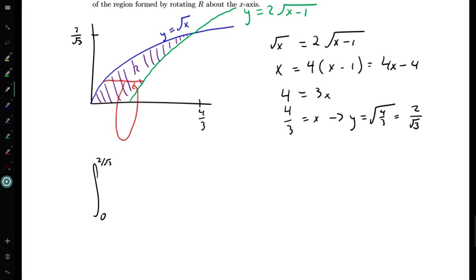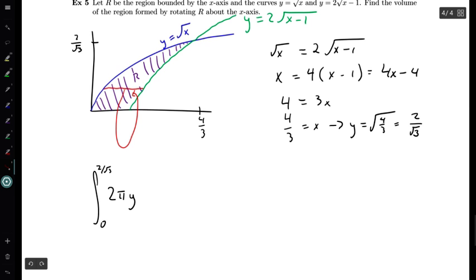The function that we're integrating should be the circumference of this cylinder that we're forming times its length. Its circumference is the usual 2 pi y, and the length is going to be the larger x value minus the smaller x value. Well, the larger x value here is given by the green curve, and the smaller x value is given by the blue curve. But we don't yet have a formula for the x value in terms of y, so we need to do a little bit of work to solve for that.